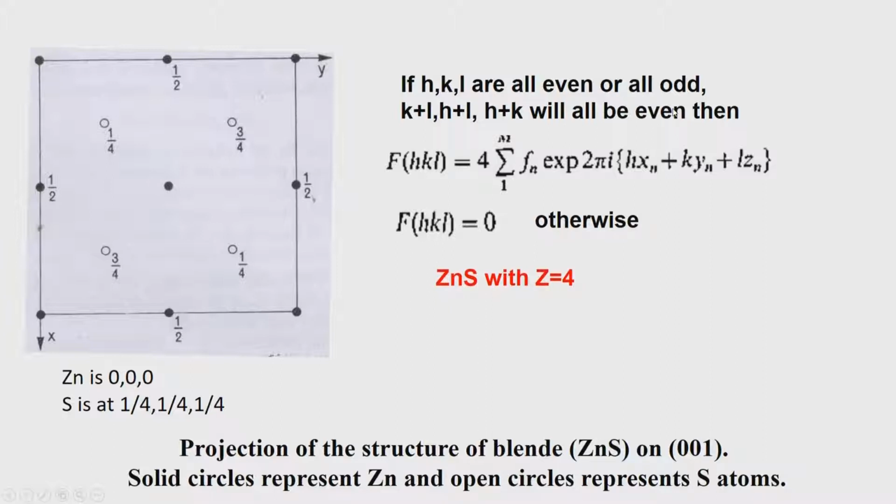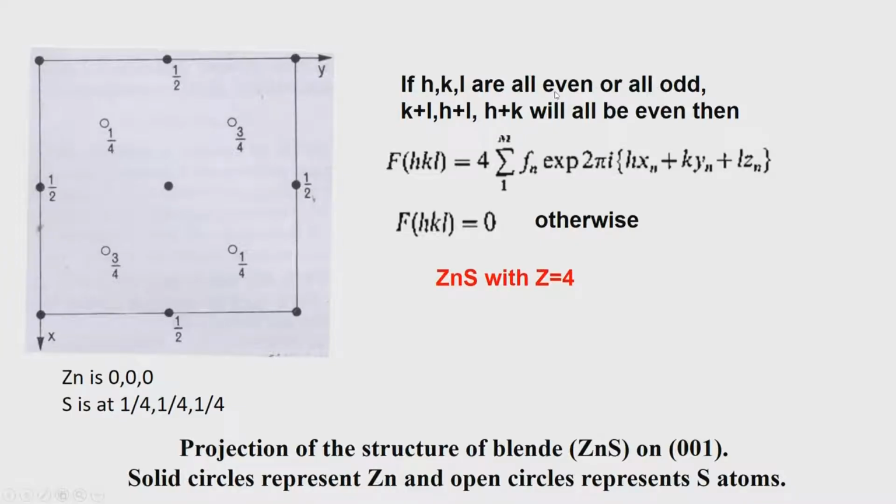So they will be all even. If it is, let us say, 2 2 2, then these quantities will also be even. So reflections like 1 1 1, 2 2 2 will, if H K L are all even or all odd, have this value all even, and then the calculation will be 4 times this quantity. So the structure factor will have a value whenever this possibility occurs, and for all other H K L values it becomes 0.